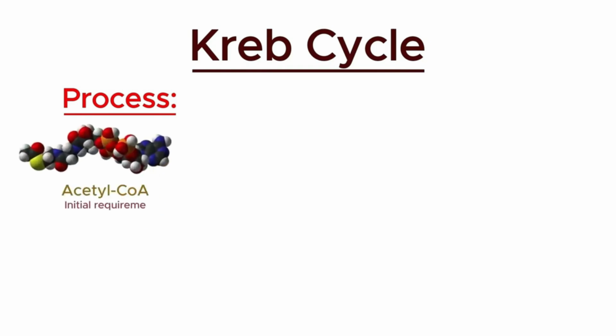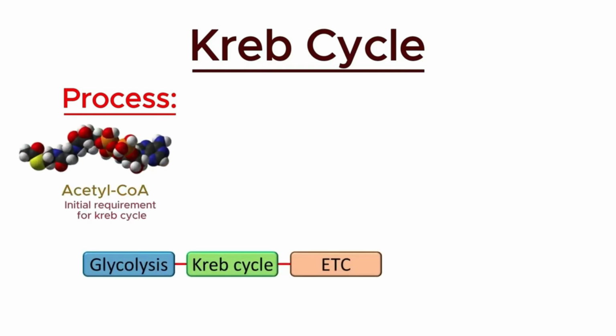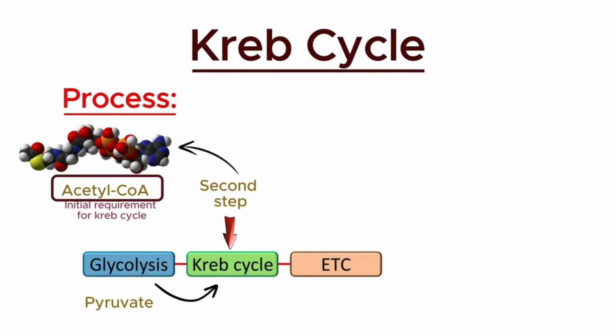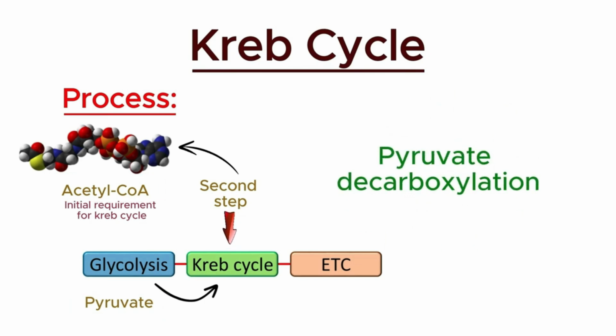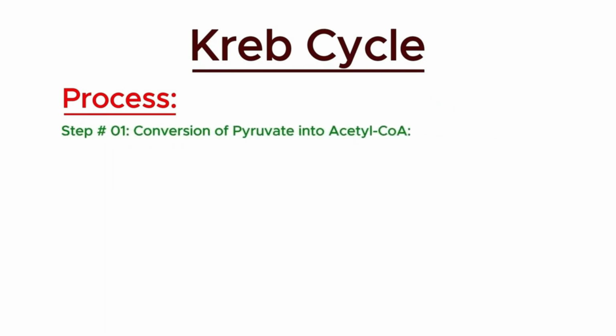Let's discuss the steps of the Krebs cycle. To start the process, we require acetyl-CoA. As I mentioned, the Krebs cycle is the second step of cellular respiration, so technically, the end product of the first step should enter into the second step. The end product of the first step is pyruvate. The process starts with acetyl-CoA. This means pyruvate has undergone some transformation. This reaction is called pyruvate decarboxylation. So, the first step is the conversion of pyruvate into acetyl-CoA.